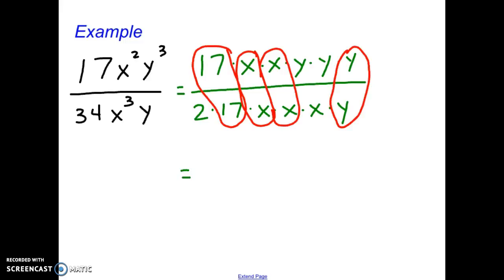If we look at what's left, we got the 2 y's on the top. We got a 2 and the x on the bottom. We're writing using our exponents. We got y squared over 2x.